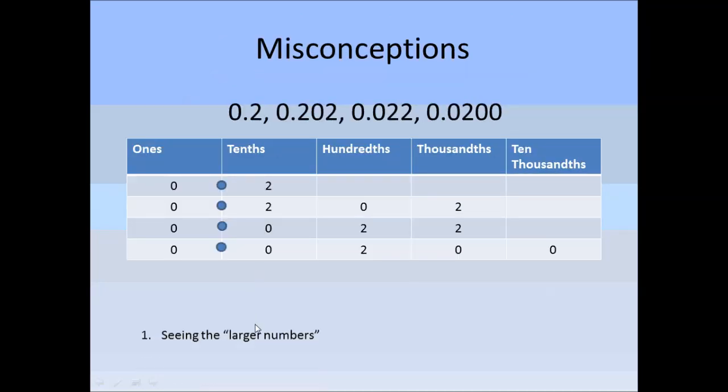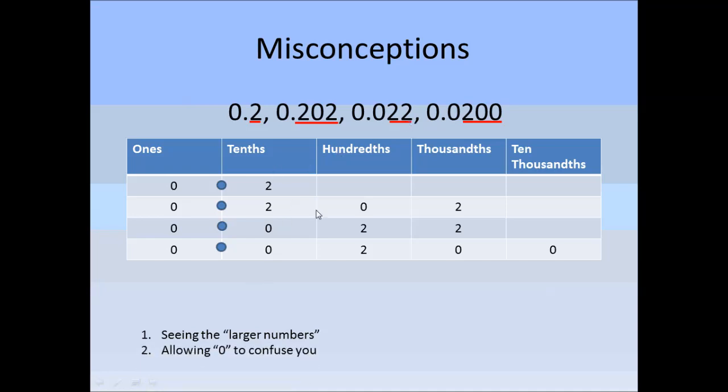Misconceptions that happen quite frequently. Students will see the larger number. Let me show you what I mean. In this case here, they'll see the 2 and they think, oh, that's just a 2. That's not very large. They'll see 202. Ooh, that's a big number. They'll see 22. And they'll see 200. So they're not recognizing the place values correctly. They need to be able to recognize that even though this is a 2 here, this is in the tenths column, which is significantly more than the hundredths column here or the thousandths column here.